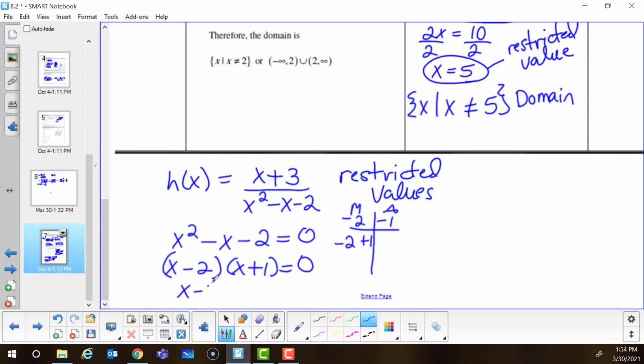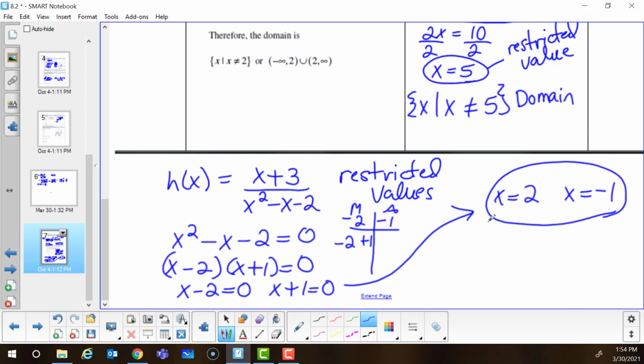So solve each one of these for x. We'll come over here and do it. So x equals 2 for that first one. And I'm going to subtract 1 from both sides and get negative 1. So in this one, I've got two restricted values, a 2 and a negative 1. So if I want to write it as a domain, x is such that x is not equal to 2 and negative 1. You could just list them like that, and that would be fine. So that's a different way to find restricted values.